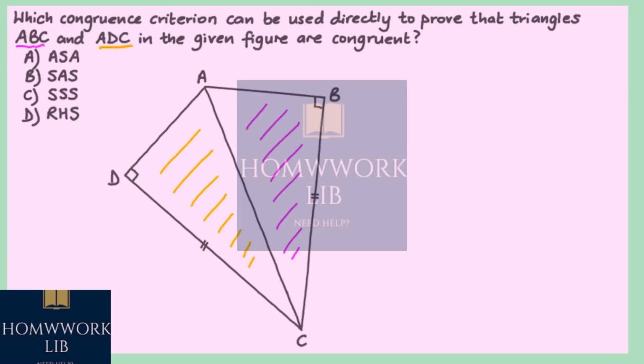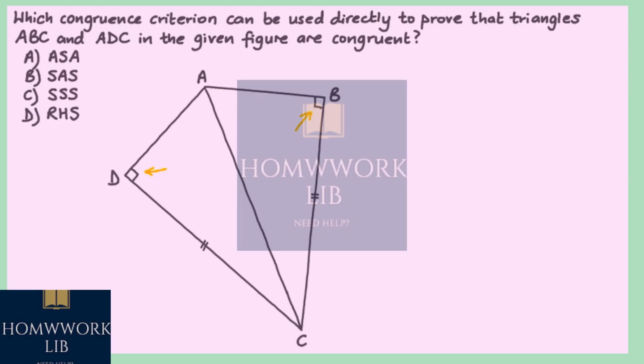Let's begin this problem by identifying the two triangles. Triangle ADC is on the left and triangle ABC is on the right, and we are asked to determine which of the congruency criteria we could use to prove that these two triangles are congruent.